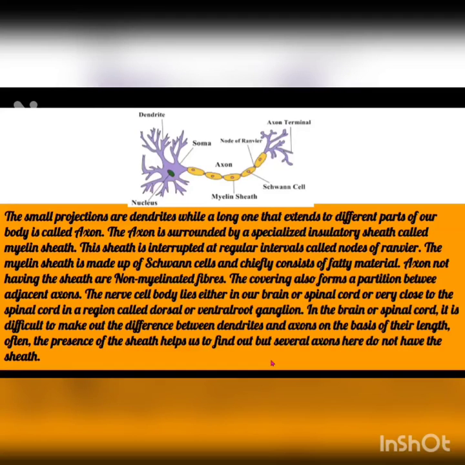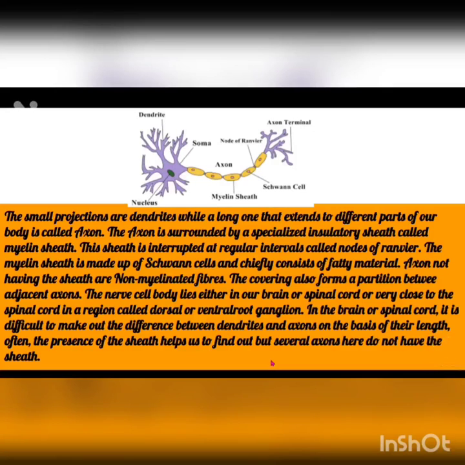Axons not having a sheath are non-myelinated fibers. The covering also forms a partition between adjacent axons. The nerve cell body lies either in our brain or spinal cord, or very close to the spinal cord in a region called the dorsal and ventral root ganglia.